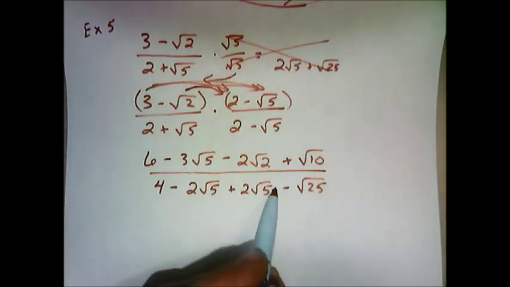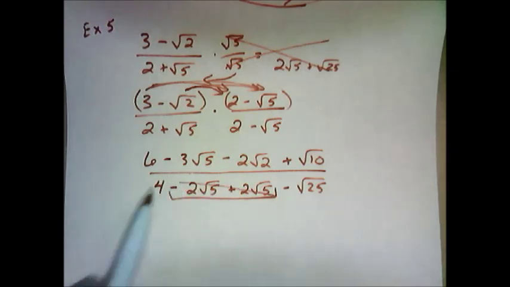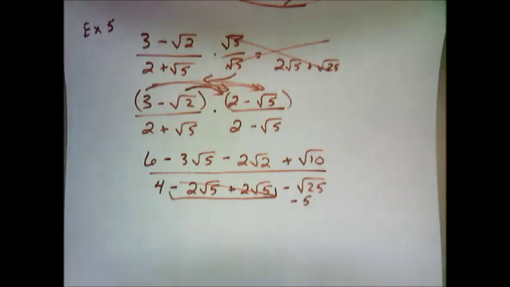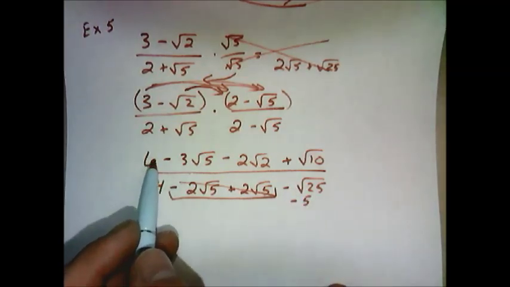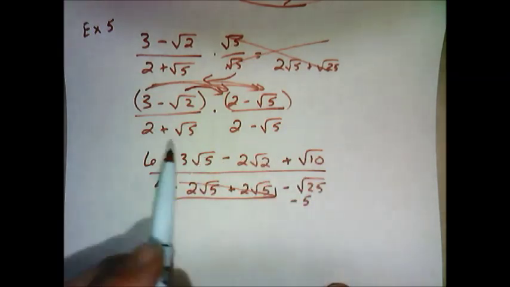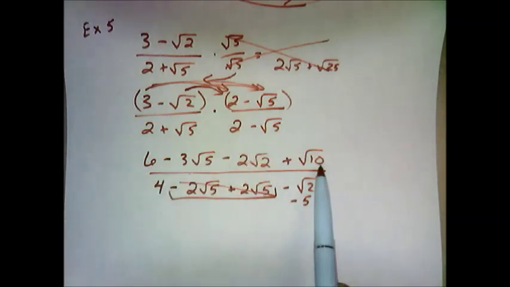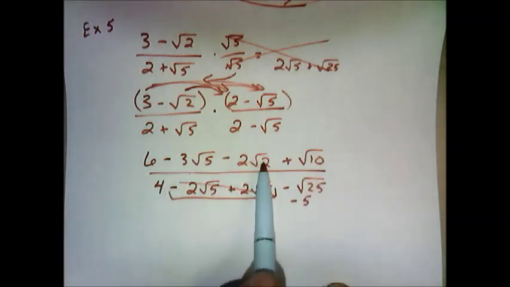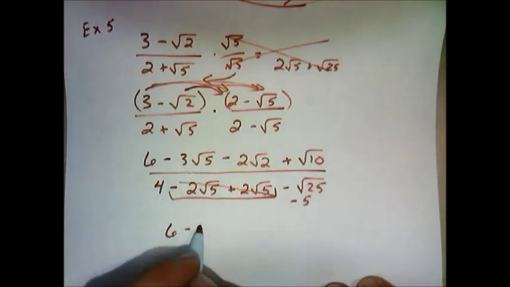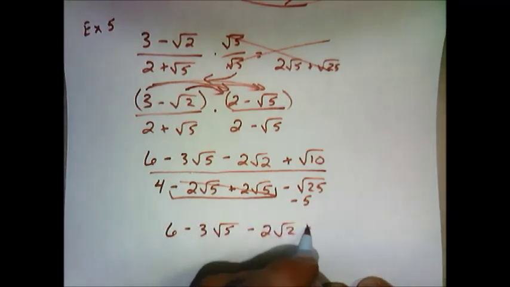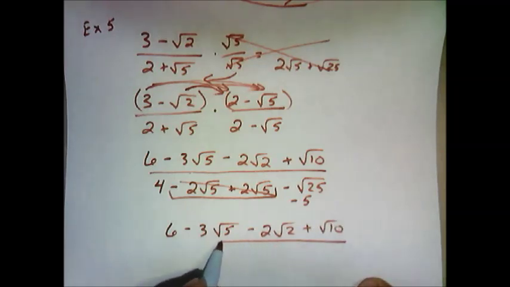Notice again, in my denominator, my 2 middle terms cancel each other out. The square root of negative 25 is negative 5. In my numerator, I have a lot of things happening. First, notice we have the same index, but my radicands are not the same, and they cannot reduce. So really, in the numerator, I can't do a whole lot. I leave it as 6 minus 3 radical 5 minus 2 radical 2 plus radical 10, and that's divided by 4 minus 5, which is negative 1.